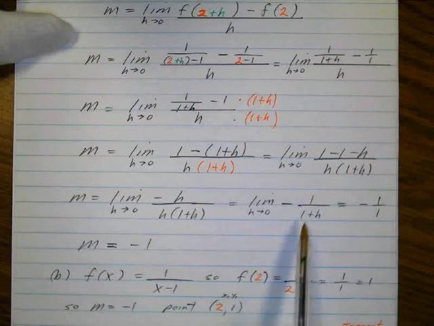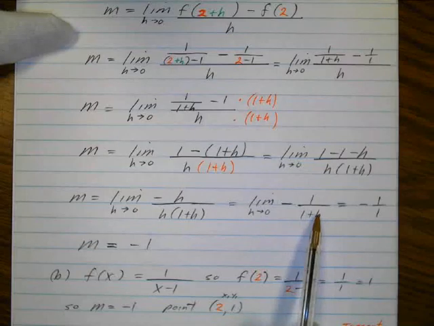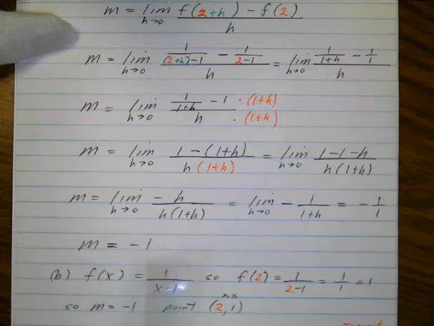We have negative 1 over 1 plus h. And then if I substitute 0 in this, I get 1, this becomes 0. So I get negative 1 over 1, which is just negative 1, so that's my slope. So when x is 2, for this function 1 over x minus 1, the slope is negative 1.